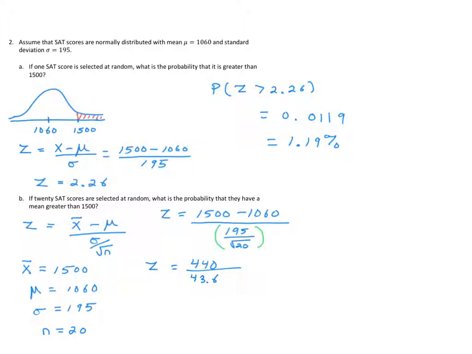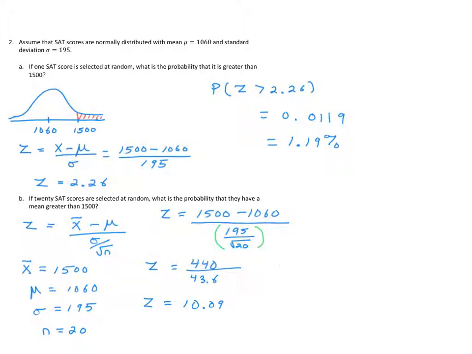So let's double check that. 195 divided by the square root of 20. Yeah, I'm rounding it, but it's going to be a very good approximation. So when I now divide those two numbers in my calculator, I get, if I go to 2 decimal places, 10.09. Here was the z-score for the first one. It wasn't likely because I was over 2 standard deviations away from the center. But this z-score is over 10 standard deviations away from the center. We are very, very far away.